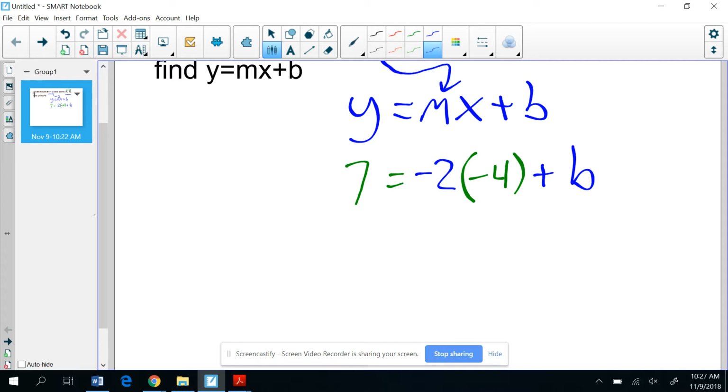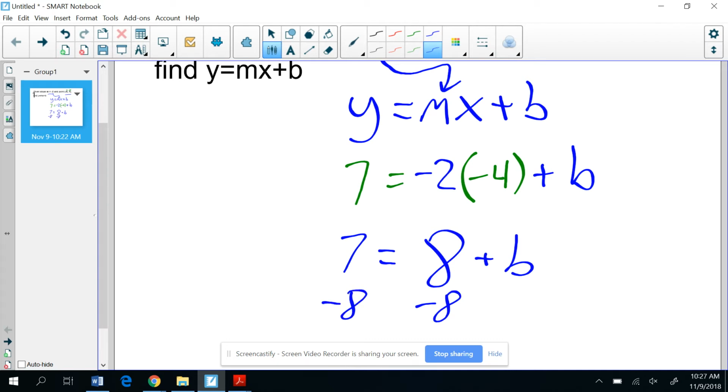All right, keep everything in blue right here for the moment. That 7 is equal to -2 times -4, will be +8, plus b. If 7 is equal to 8 plus b, then b should equal -1, but just in case, I'm going to solve it through the rest of the way. Subtract 8 from each side, these ones cancel, 7 minus 8, and I'll find that yes, b equals -1.